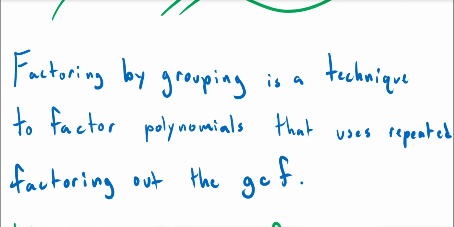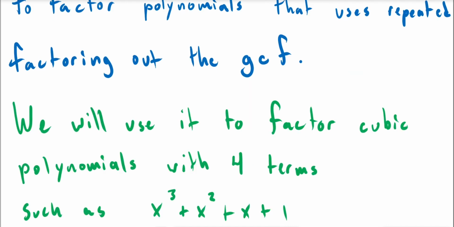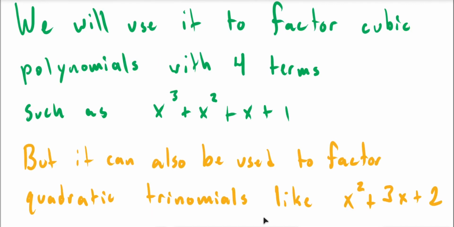Factoring by grouping is a technique to factor a polynomial, that is, to write a polynomial as a product of polynomials, which uses repeated factoring out of the greatest common factor, which we looked at in the last video. We will use factoring by grouping to factor certain cubic polynomials which have 4 terms, such as x cubed plus x squared plus x plus 1. But we'll also look at how this comes up in the discussion of factoring quadratic trinomials.